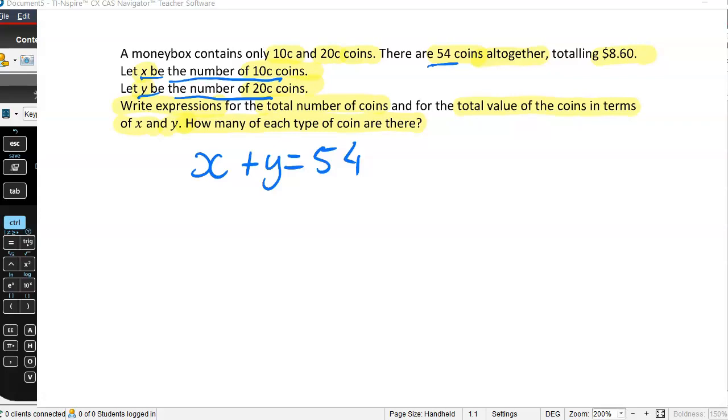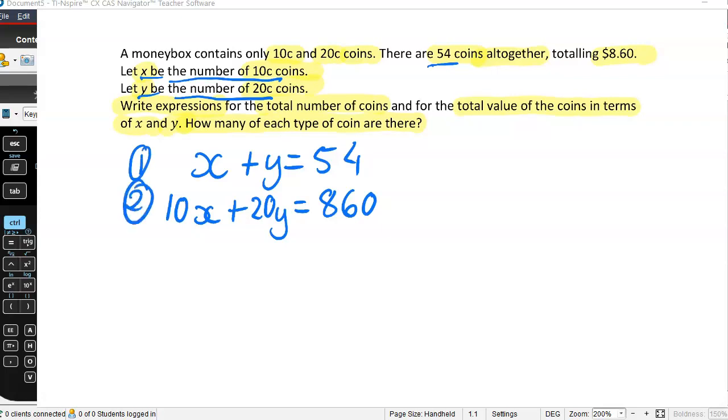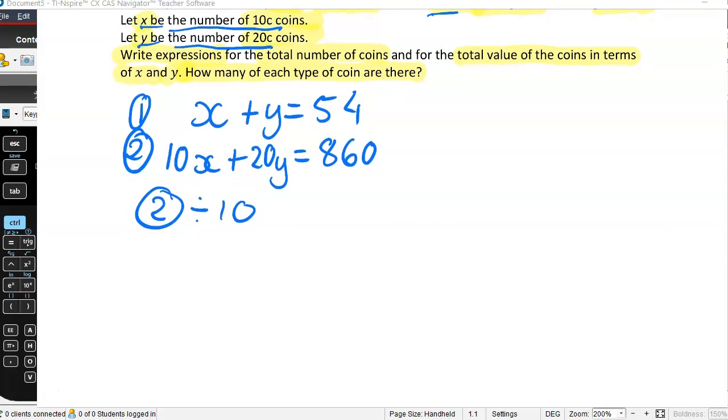Right, so now I'm just going to say 10 cents times by x plus 20 cents times by y equals 860. I'm just looking at it in terms of cents here. Alrighty, so they are my two simultaneous equations. And now looking at this, if I divide equation 2 by 10, I'll get it a lot nicer, won't I?